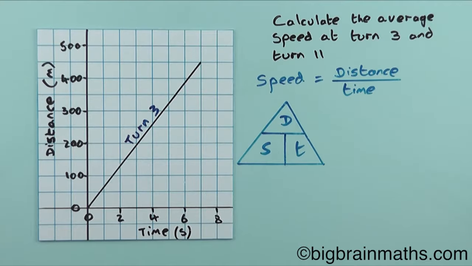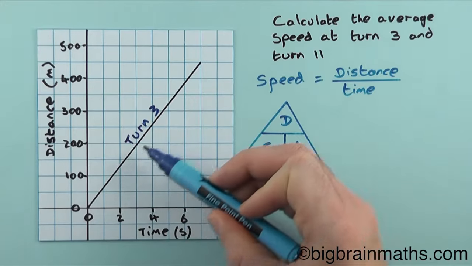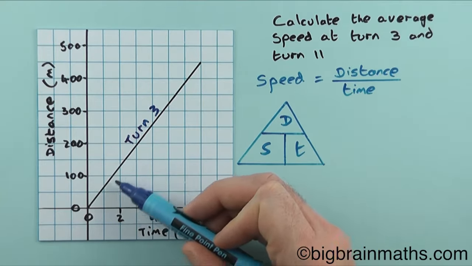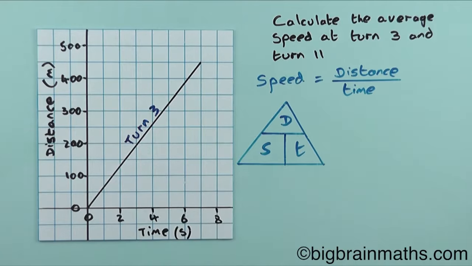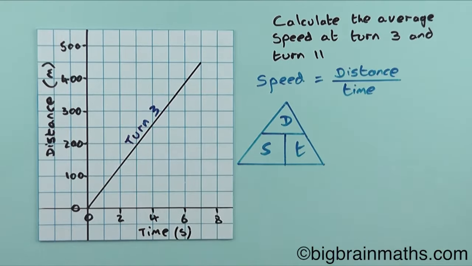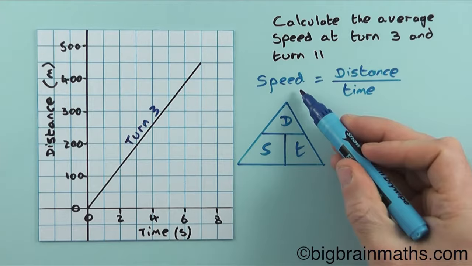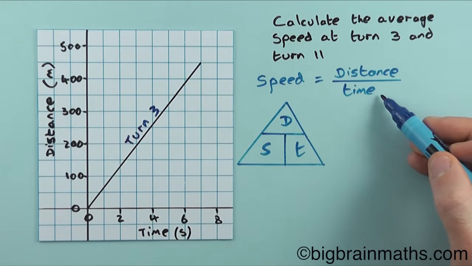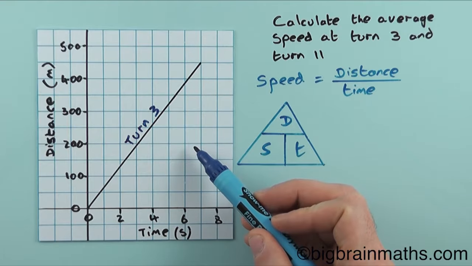Now, the second method to calculate the average speed from a distance time graph is to calculate the gradient of the line. Because on a distance time graph, the gradient of the line is equal to the speed. Now, I'm going to start by teaching you the first method, which is using the formula to calculate the average speed at turn 3. So to calculate the speed, we need to work out the distance and the time for turn 3. And to do that, we're going to have to read off some values from the graph.